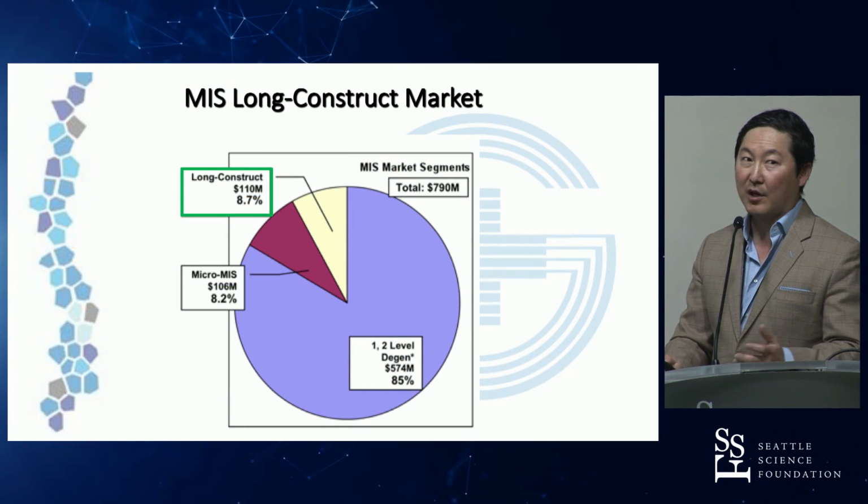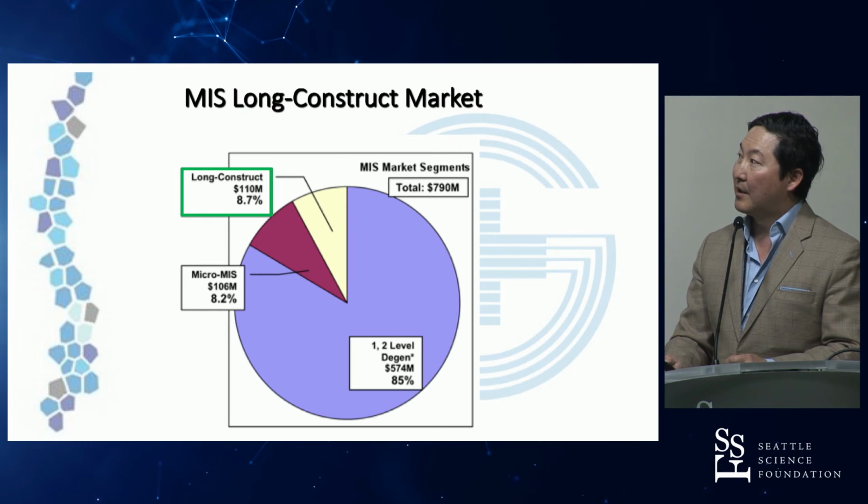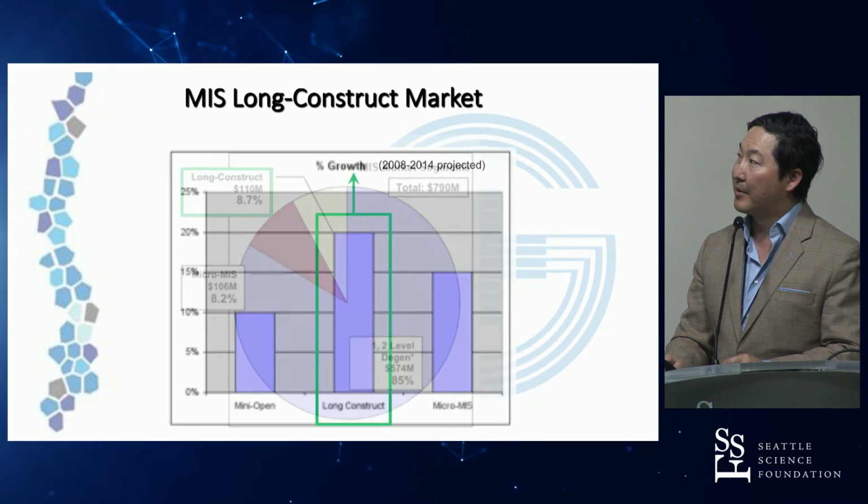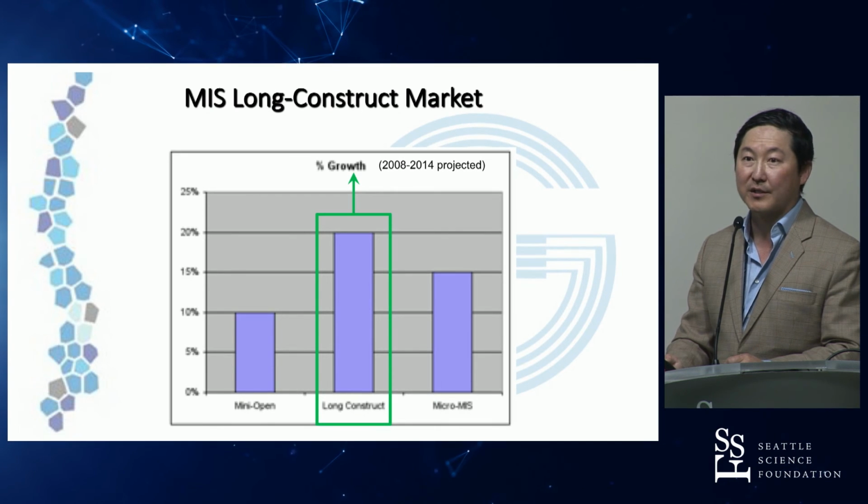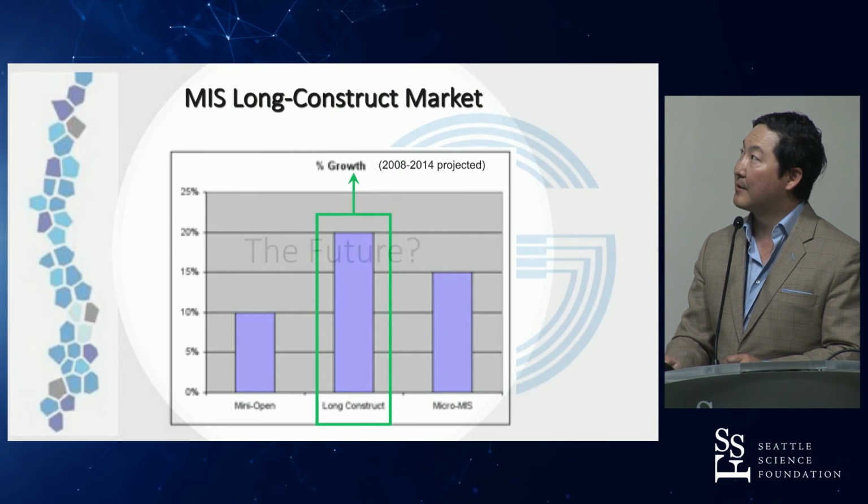So this long construct market in MIS, overall, only represents 8.7 percent of the overall market, but it's actually one of the fastest growing markets today, the long construct MIS market.